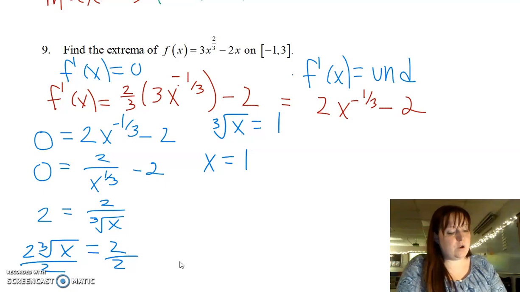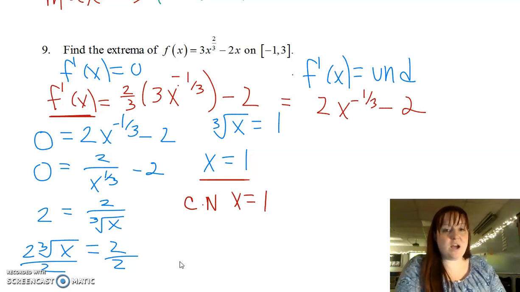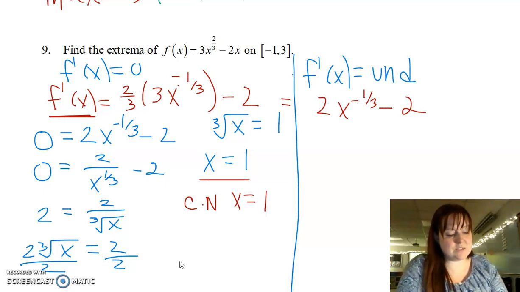So our derivative is equal to 0 at x equals 1. So that is one critical number. Let's find the other critical number. Where is this derivative undefined? Okay, so that's where it's equal to 0. Let's figure out where it's undefined. Well, again, let's write it as a fraction. So f prime of x equals 2 over x to the 1/3, minus 2.